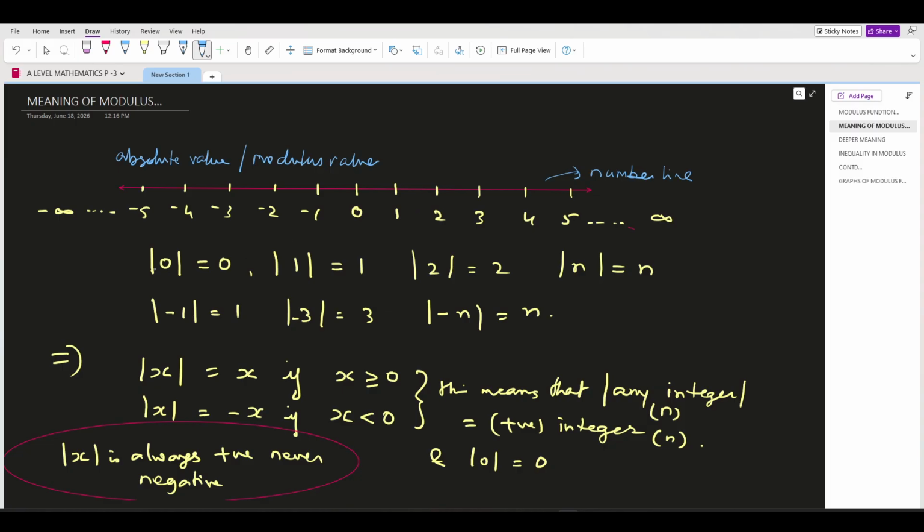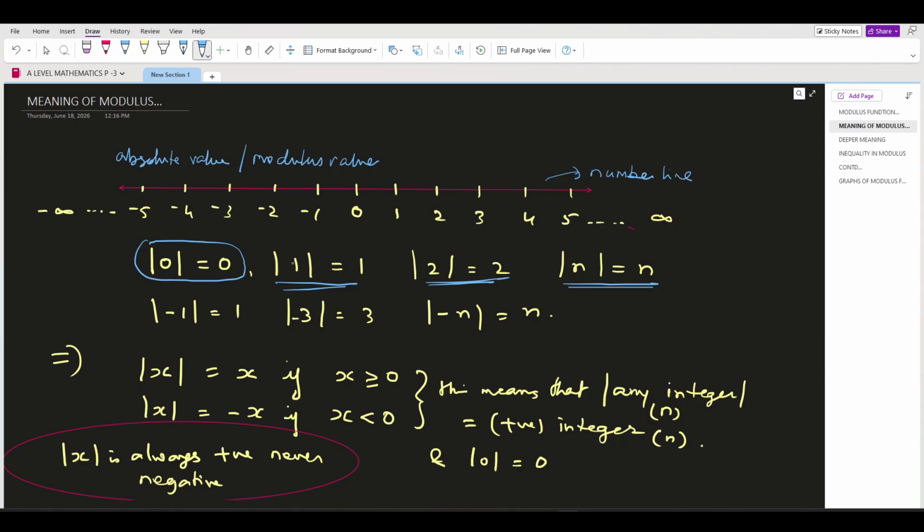Now, when you say modulus of 0, let us not discuss this right now, but understand that modulus of 0 is equal to 0, or absolute value of 0 is equal to 0. You can take it for granted. Later on, you will come to know it's a very simple statement. You have to consider absolute value of 0 as 0. Next, this is read as modulus of 1 is equal to 1. This is modulus of 2 is equal to 2. In general, modulus of n is equal to n.